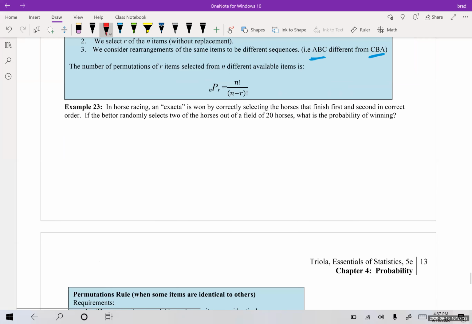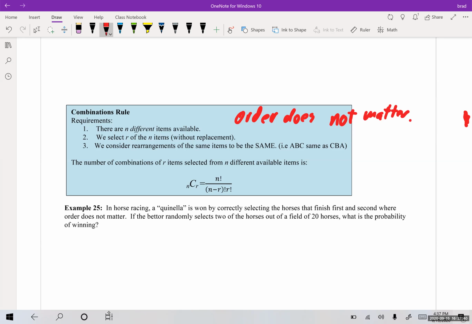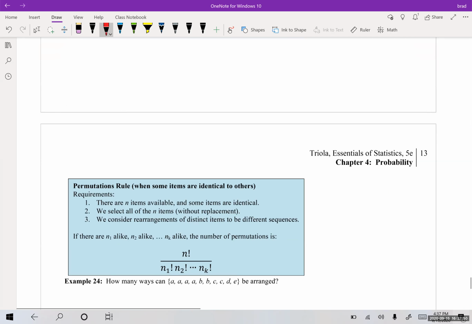Okay, over here for combinations, order does not matter. So when we get into permutations, or I'm sorry, for combinations, order does not matter. All right, so let's focus on this one real quick.